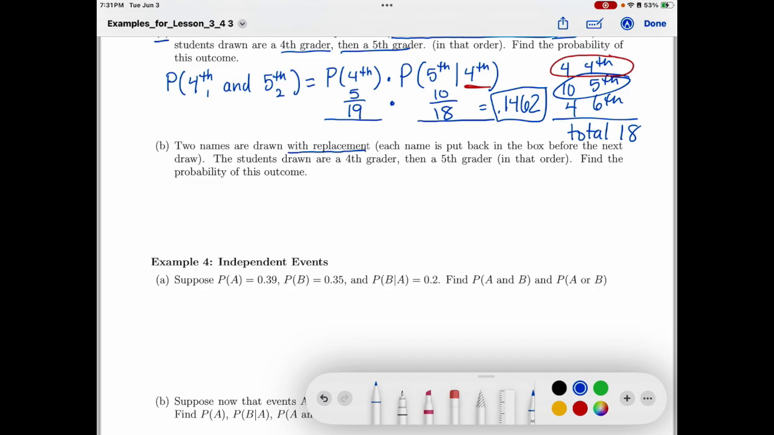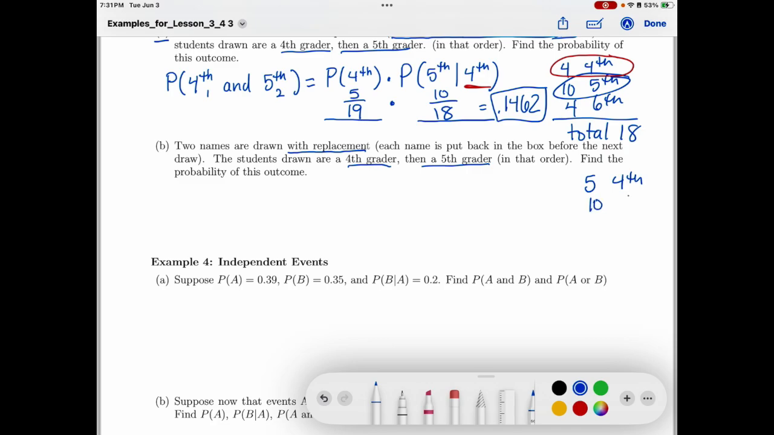Now, looking at part B, we're working with replacement. So 2 names are drawn with replacement. Each name is put back in the box before the next draw. The students drawn are a 4th grader and then a 5th grader, in that order. Find the probability of this outcome.